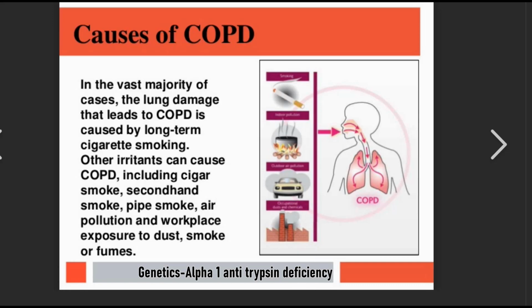Also, there is a genetic cause, deficiency of alpha-1 antitrypsin. This is a protein produced by the liver and it protects the lungs from the inflammation caused by harmful irritants or from infection. So when there is a deficiency of alpha-1 antitrypsin, it can also cause COPD.